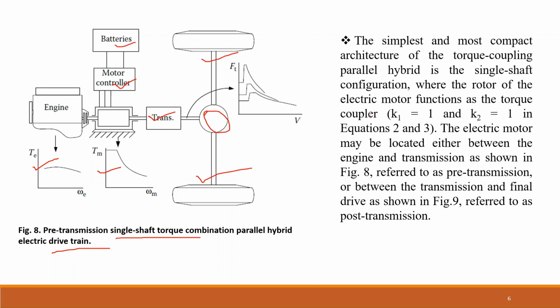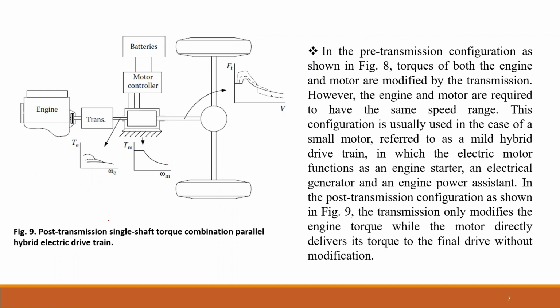that is referred to as the pre-transmission, or between the transmission and the final drive, which is referred to as the post-transmission. So this is pre-transmission, and this is known as the pre-transmission single shaft torque combination. And this is another one. This is the engine, this is the transmission, this is the motor, these are the batteries, the motor controller, and these are the drive shaft and the drive wheels. So this configuration is known as the post-transmission single shaft torque combination parallel hybrid drivetrain.